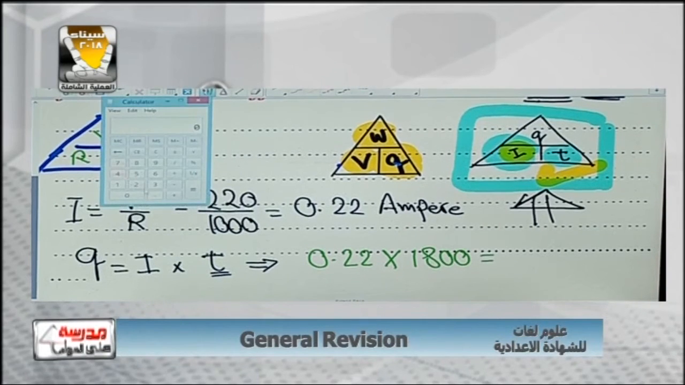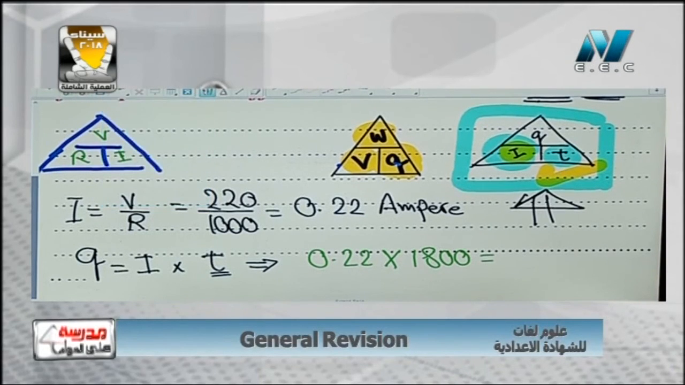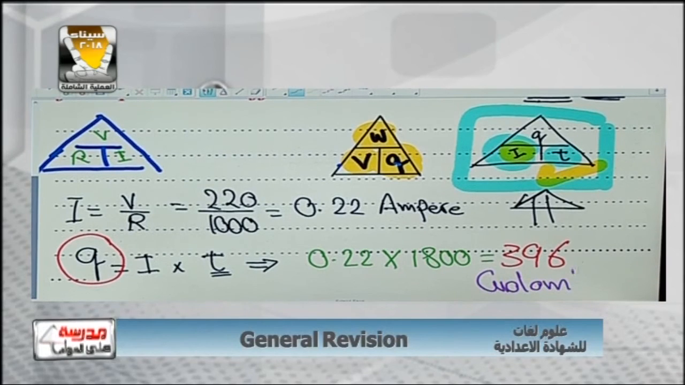يبقى 0.22 times 1800 equal what? 396. جنبها هكتب ايه بقى؟ 396. We calculate the quantity, so its measuring unit is yes coulomb أو coulombs.